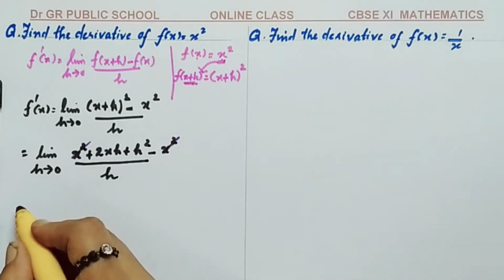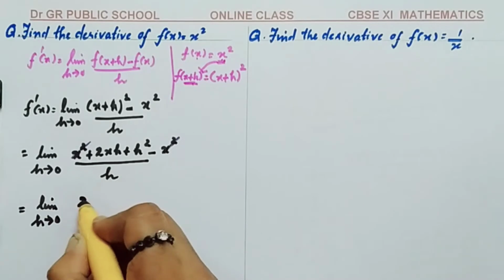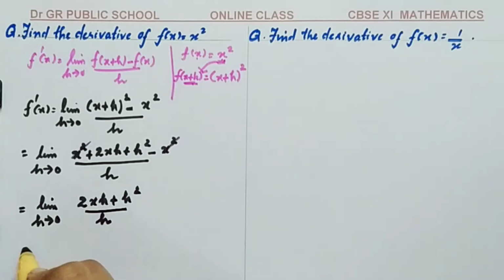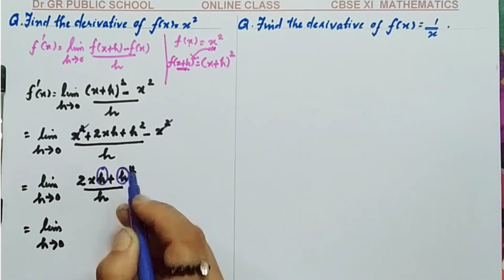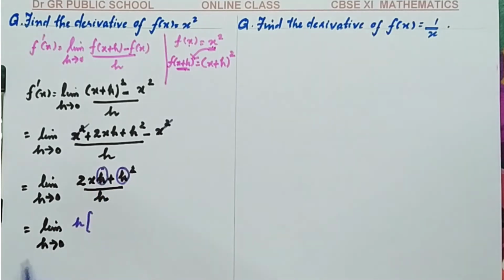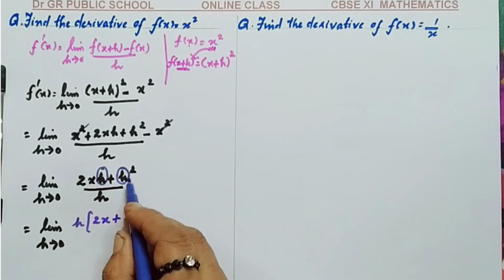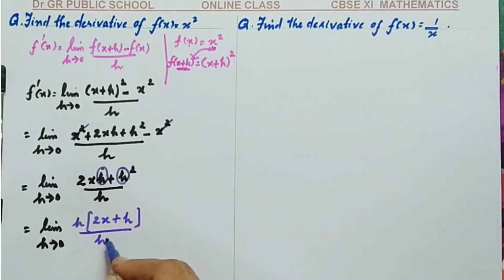The remaining is limit h tends to 0. The remaining terms are 2xh plus h square divided by h. Now what I am going to do is, if you substitute the value of h as 0 now, it becomes an indeterminate form. So from these two terms I am going to take an h common outside. When taking h common outside, the remaining becomes 2x in the first term plus, from the h square, one h common outside, the remaining is an h, the whole divided by h. So that h gets cancelled.